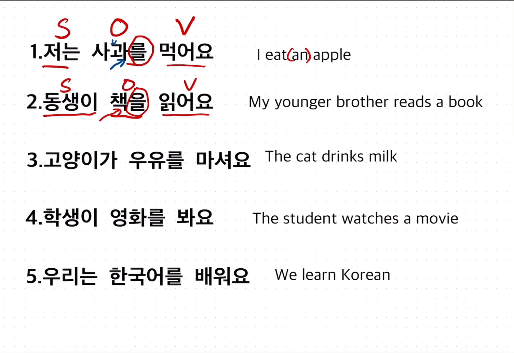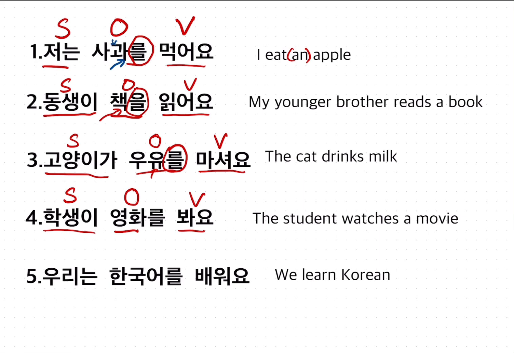Okay? And number 3, 고양이, cat, is our subject. Okay? 우유, milk. Milk is our object. 마셔요. Okay? 마셔요 is to drink, our verb. Okay? 고양이가 우유를, you can see here, 우유, milk, ends with a vowel, ㅠ. So we use 를. 우유를 마셔요. And number 4, 학생이, okay, 학생, student, is our subject. 영화, okay, 영화 is our object. 봐요, to watch, okay, verb.